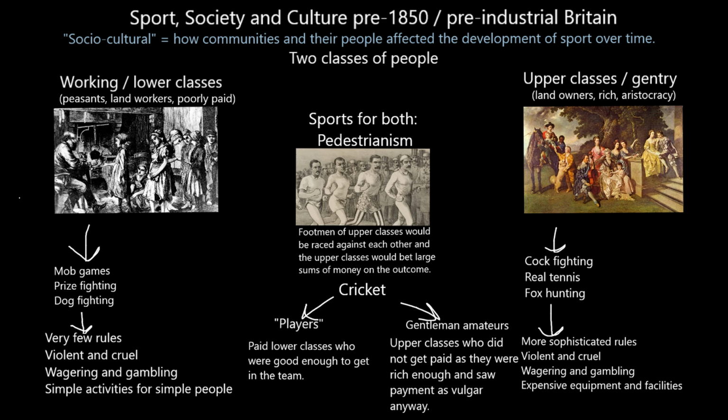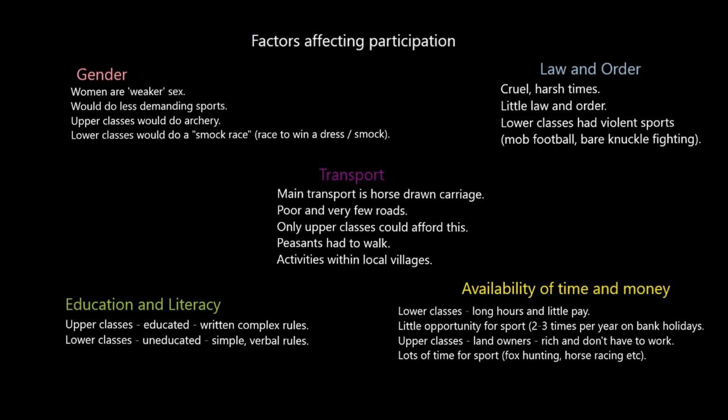But we're going to look at the key factors that affected these people, the working class and the upper classes, and how that affected which activities they did as well. Now, as I said right at the start of the video, there are various factors that the exam board want you to know about, and these are the socio-cultural factors that we mentioned. Social class is one, but social class, which we just looked at on the previous slide, fits in with all of these: gender, law and order, transport, education, literacy, and availability of time and money. We're just going to quickly go through each of these, so this is going to be quite brief, okay?